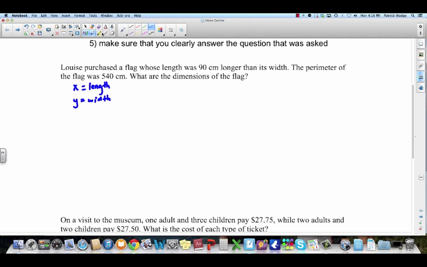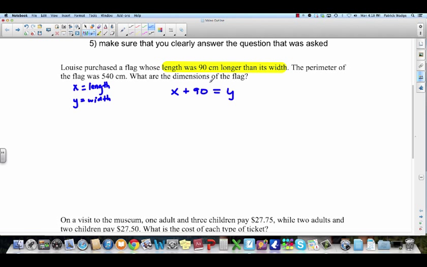Okay, so the first thing we see here is that the length was 90 centimeters longer than the width. So this is a little tricky. What a lot of people do here is they say, oh, the length was 90 centimeters longer, so 90 centimeters more. So you take the length, x, and since it's 90 more, it's plus 90. And they say that equals width, equals y. If you were to do that, you'd be wrong.